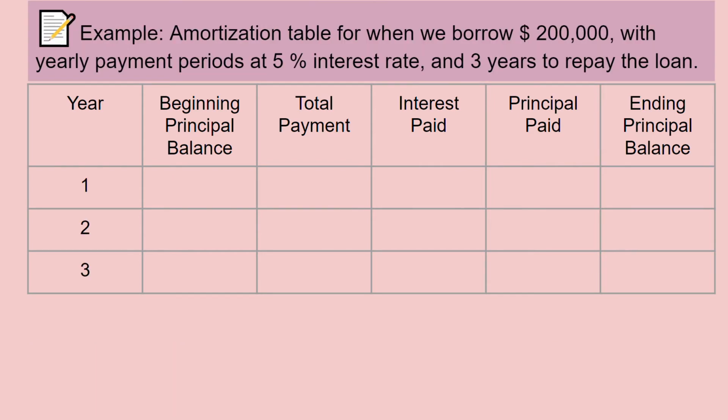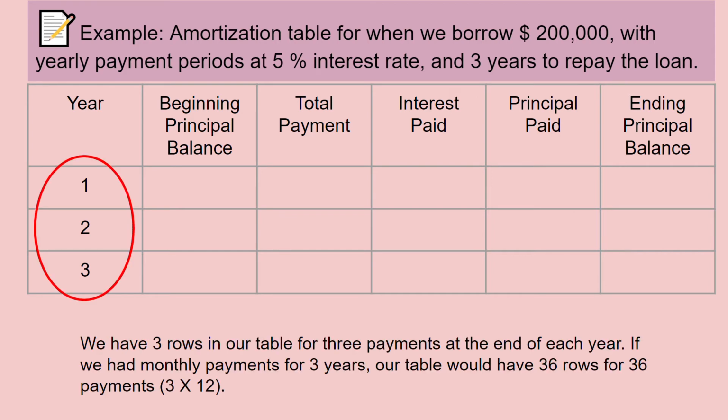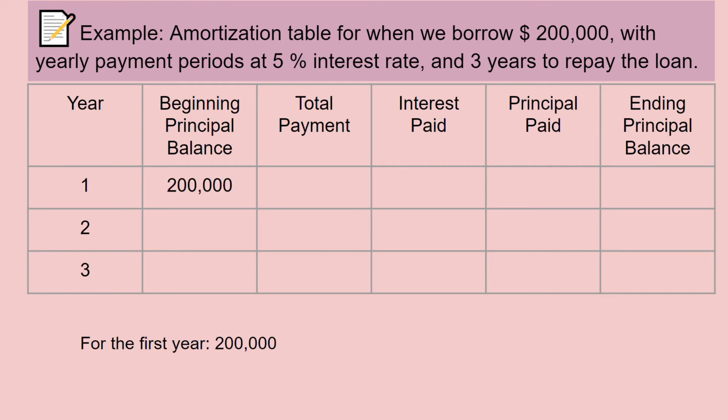So this is an example. We're going to make an amortization table for when we borrow $200,000 with yearly payment periods at 5% interest rate and 3 years to repay the loan. So our table has 3 rows for 3 payments at the end of each year. If we had monthly payments for 3 years, our table would have 36 rows for 36 payments, 3 times 12 months. The first year beginning principal balance is $200,000.